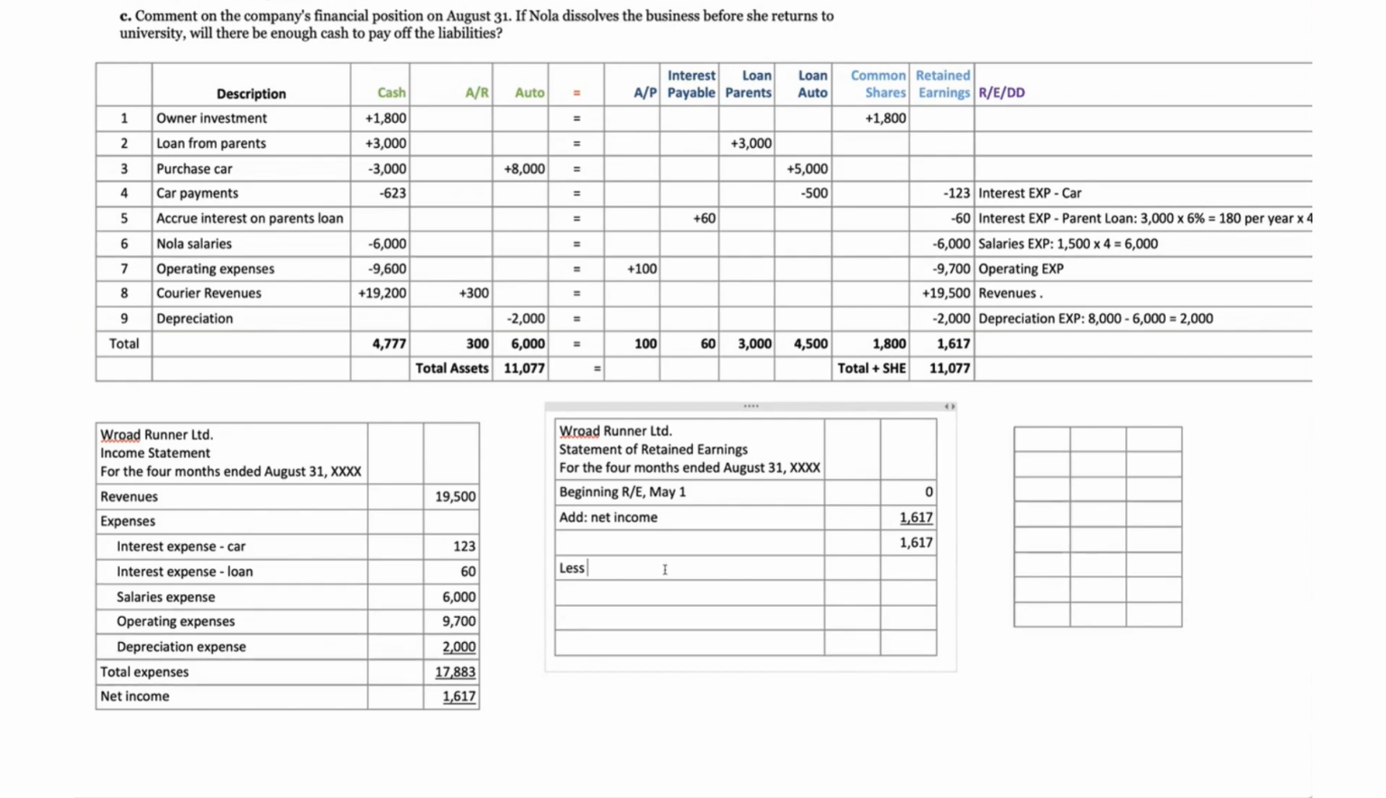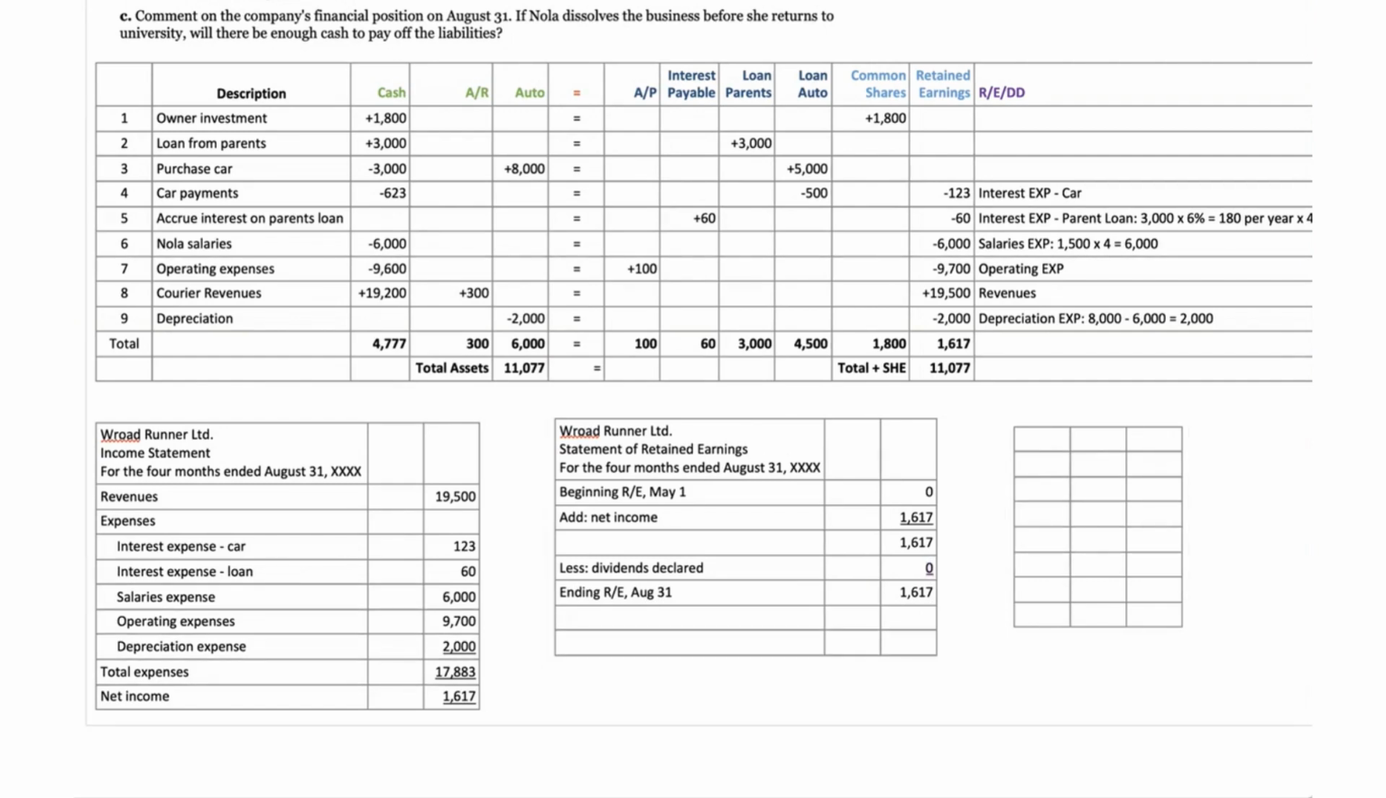And then we subtract dividends. What are the dividends declared in this case? 0. Didn't declare any dividends, right? No DD anywhere in here. So that means our ending retained earnings on August 31st is 1,617. So that is our retained earnings statement.